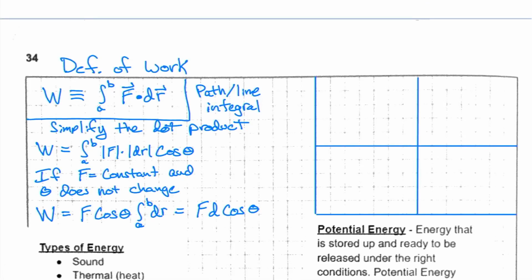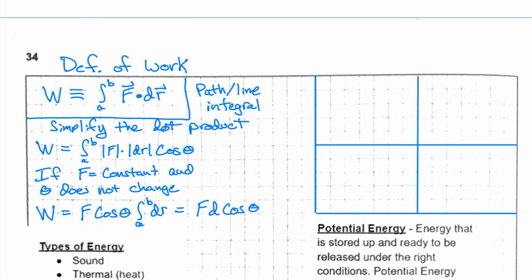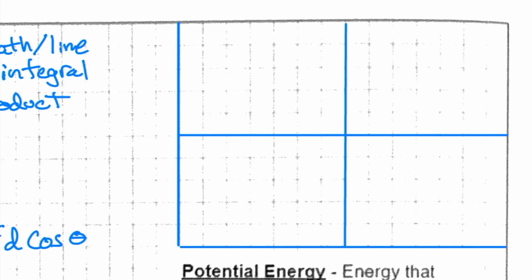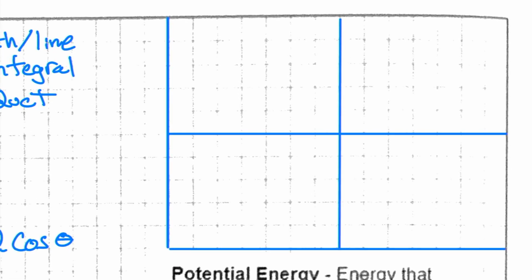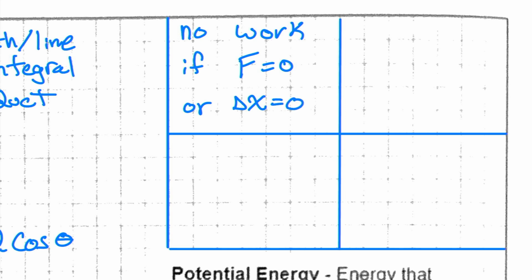Now, up in the corner here, I've got 4 boxes, and we're going to go over 4 different situations where work is positive, negative, or 0. So first we have no work if the force is 0 or if our displacement is 0. And delta x here, we could think of that as a d. If there's no force or no displacement, you have no work.